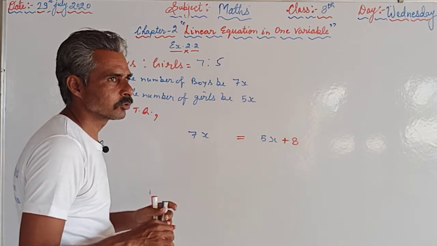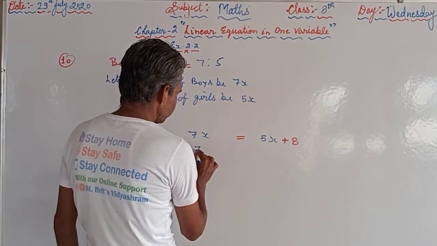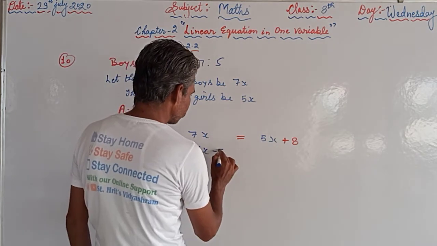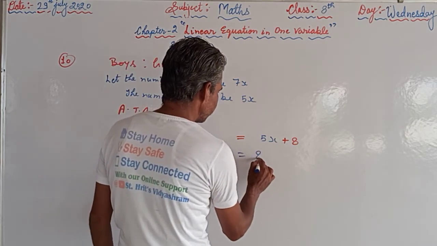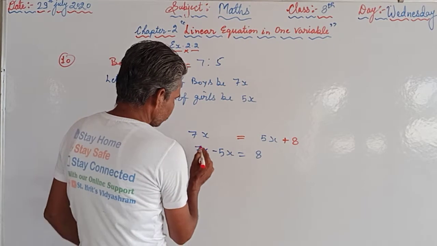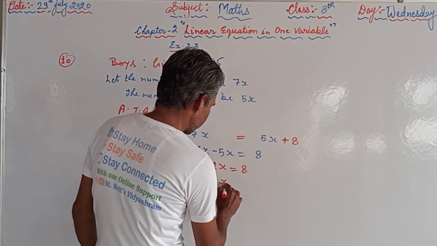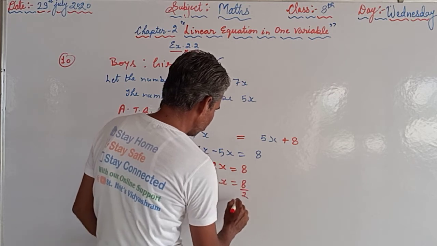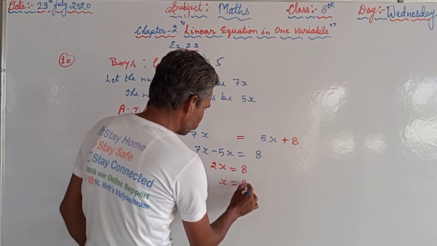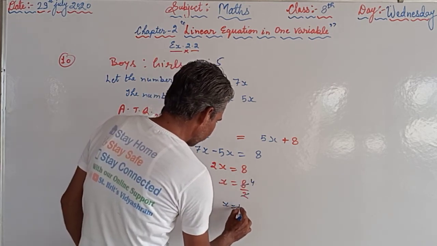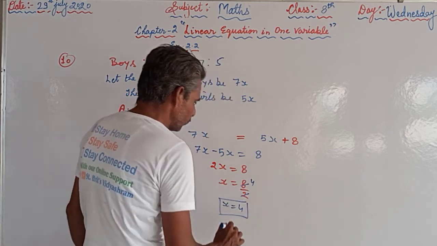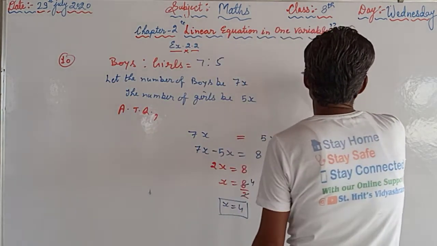Now we are supposed to sort it out. So the x terms we are supposed to collect on one side, and the remaining we are supposed to keep on the other side. 7x minus 5x, 2x is equal to 8, x is equal to 8 by 2, and from here we get 2 4s are 8. The value of x is 4.